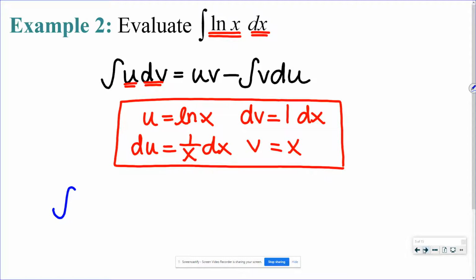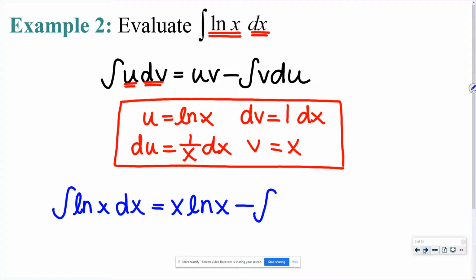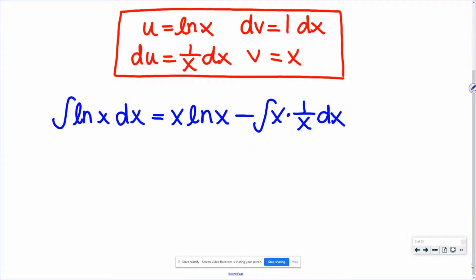We are anti-deriving ln x. And the formula says take u and times by v. So that would be x ln x. Subtract the antiderivative of voodoo. So v du. So that would be x times 1 over x dx. Okay, that worked out super nicely because I can algebraically simplify. X times 1 over x is just 1.